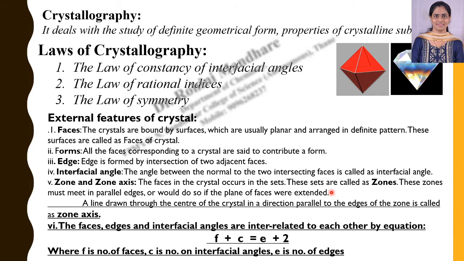Then we have seen different laws of crystallography. Before that, we have seen different features of the crystals. What are phases? Remember each and every definition of phase, form, edge, interfacial angle, what is zone and what is zone axis. Remember all the definitions of this. Then we have seen laws of crystallography. There are three laws of crystallography: law of constancy of interfacial angle, law of rational indices, and law of symmetry.